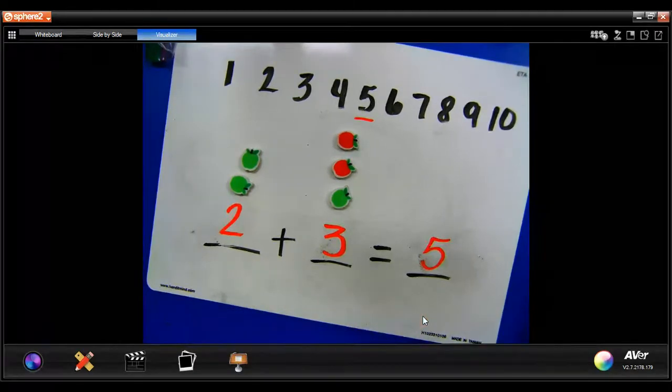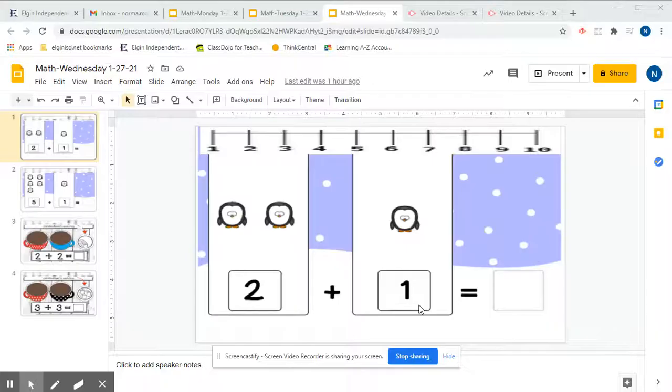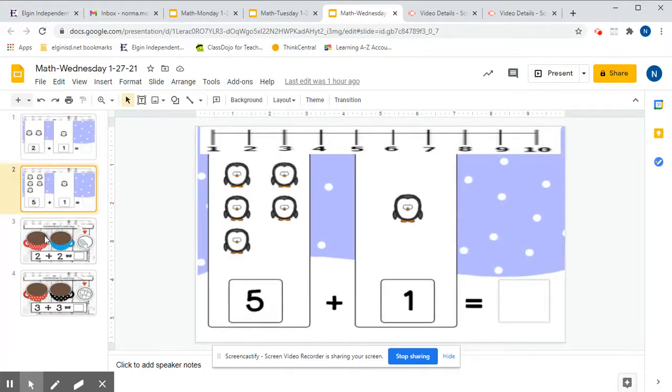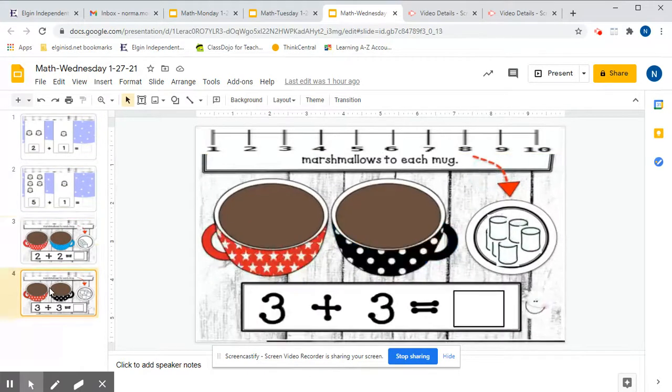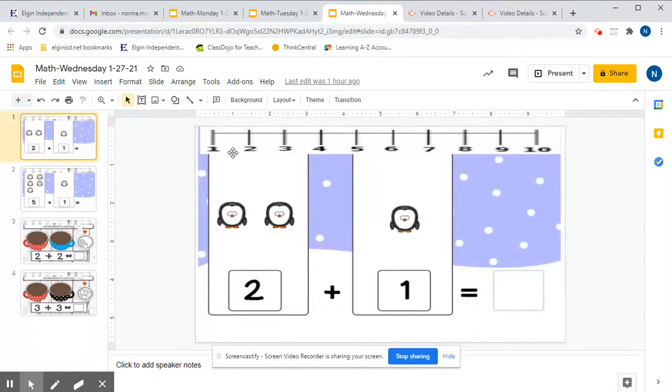All right, guys, let me show you your homework now. For today's homework, we're going to be doing 2 problems with the penguins, like the ones we did on Monday, and 2 problems with the hot chocolate and the marshmallows that we did yesterday. So remember, you're going to have the number line up on the top, just to help you if you still can't identify or know how to write the numbers, so you can look at them. And we're going to write the answer right here.